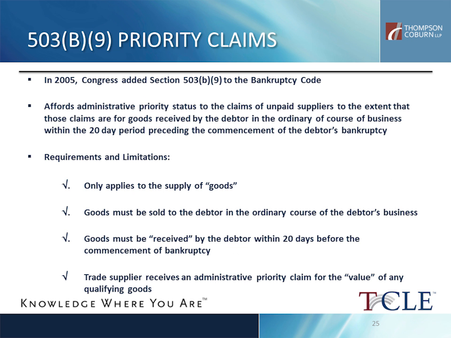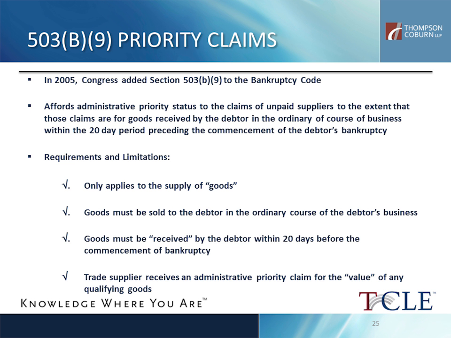On 503(b)(9) priority claims, this was added to the Bankruptcy Code in 2005 when Congress made several amendments to the Bankruptcy Code. A 503(b)(9) claim is shorthand for an administrative priority claim. This is for unpaid suppliers to the extent that they have claims for goods that were received by the debtor in the ordinary course of business within 20 days before the debtor commenced their bankruptcy case.